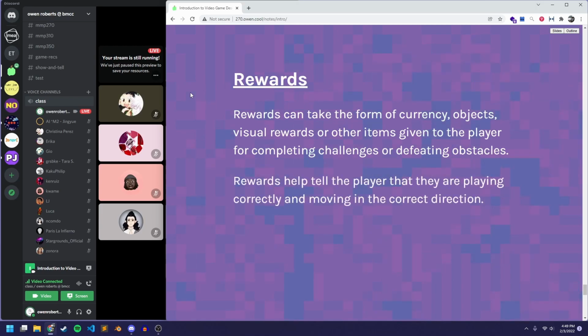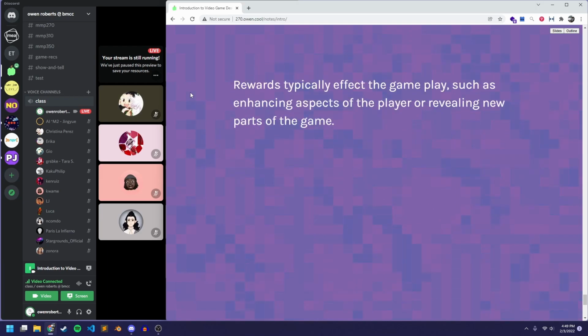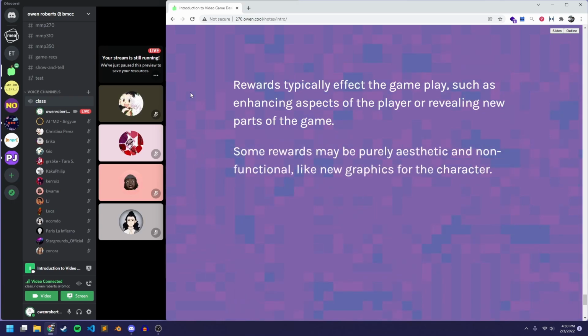Rewards also should reinforce that you're doing well, that you're playing the game correctly. If you're getting lots of points, that should show you that you're going in the right direction. Rewards typically affect the gameplay, such as enhancing aspects of the player or revealing new parts of the game. Some rewards, as I mentioned, may be purely aesthetic or non-functional, like new graphics for the character.